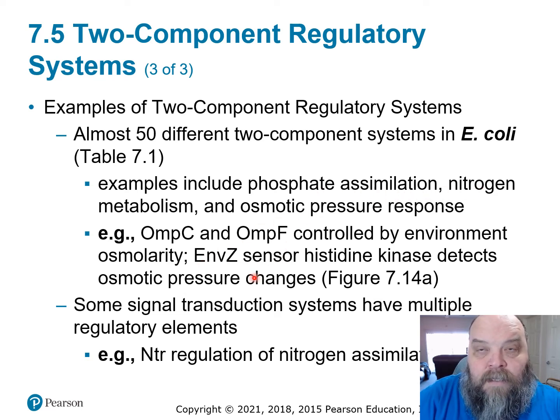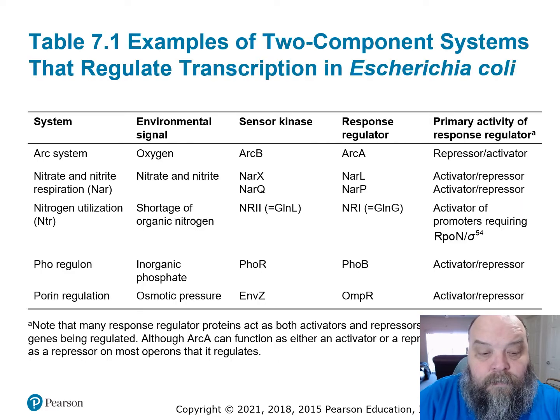Nitrogen and phosphate metabolic activities can be upregulated or downregulated due to extracellular signals. So you go and you look: oxygen, nitrate, nitrite, organic nitrogen, inorganic phosphate, osmotic pressure. This is just a handful of the genes, the sensor kinases, and the response regulators. And here's the external environmental signal.